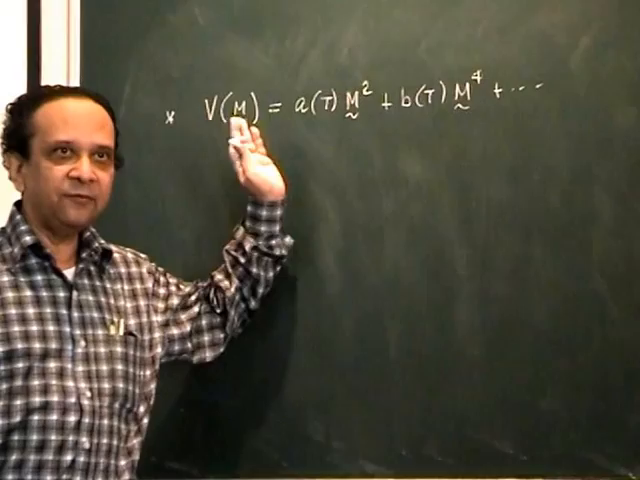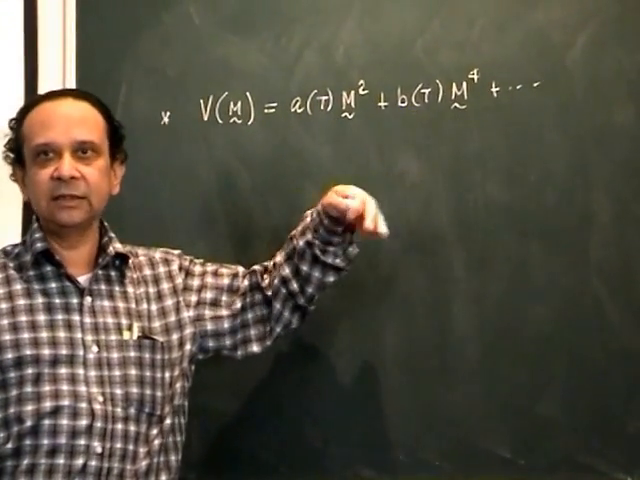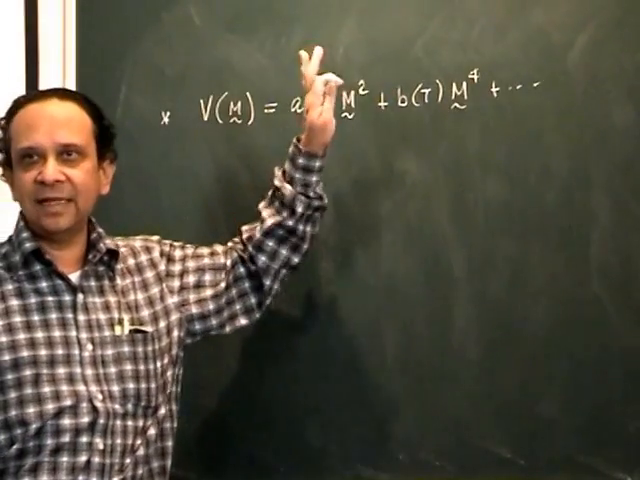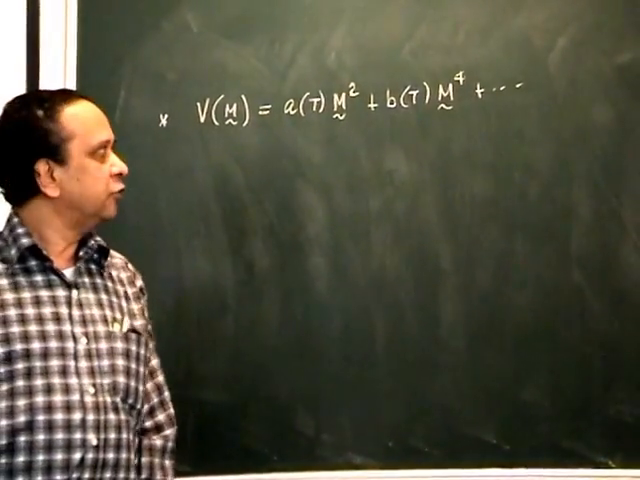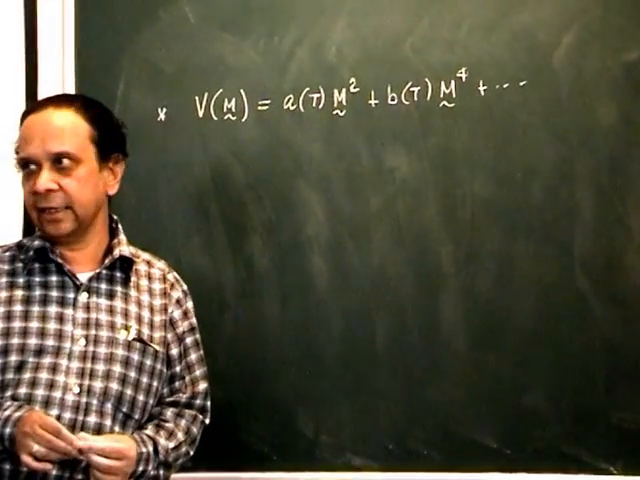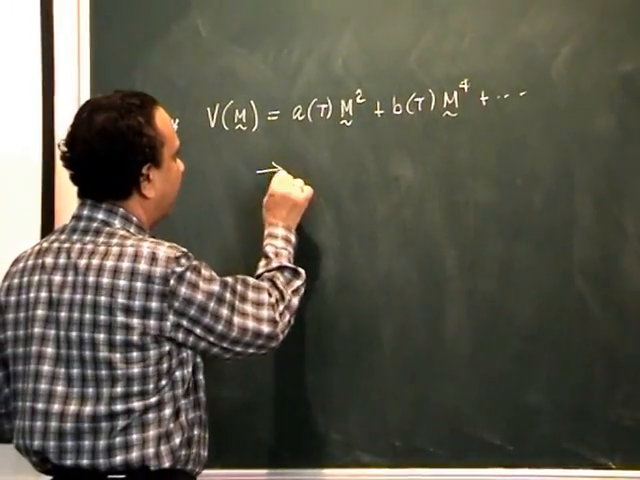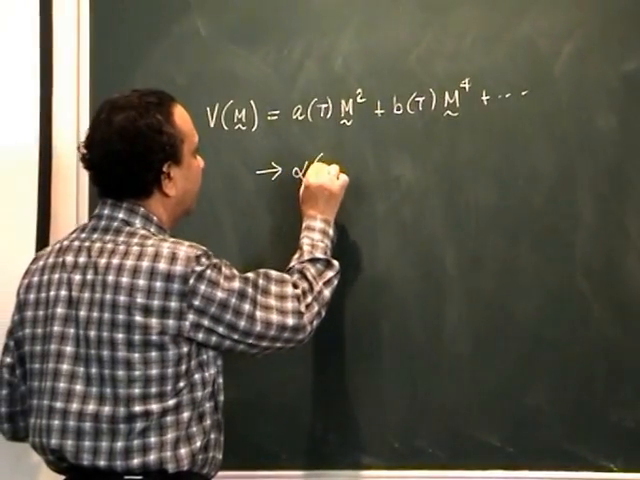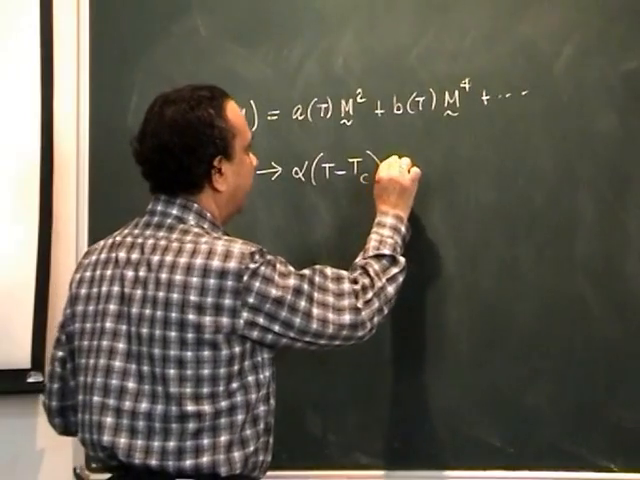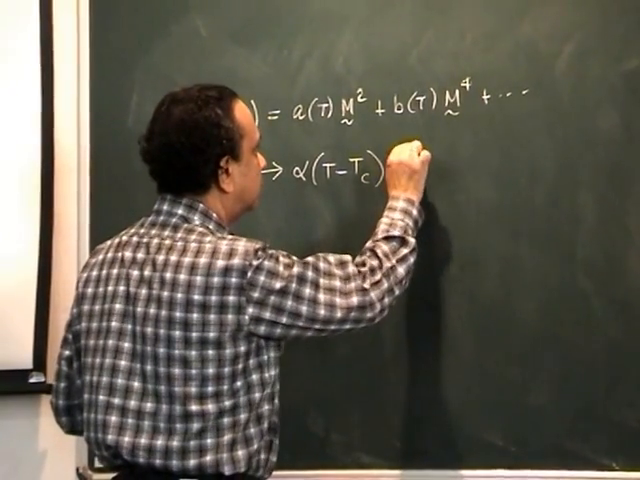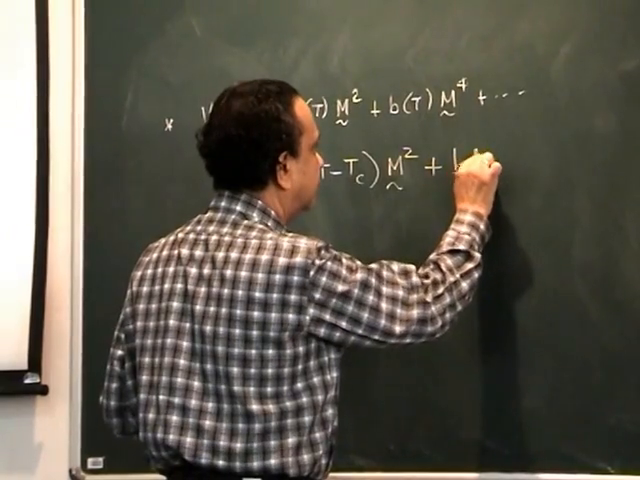The A of t as a function vanishes at the critical temperature, but B of t has a smooth behavior. In fact, we will think of B as constant for our purpose near the critical temperature. Okay? So if A is going to vanish near the critical temperature, then near the critical temperature I can think of this as being approximated as some alpha (T minus Tc) m square plus B m^4.